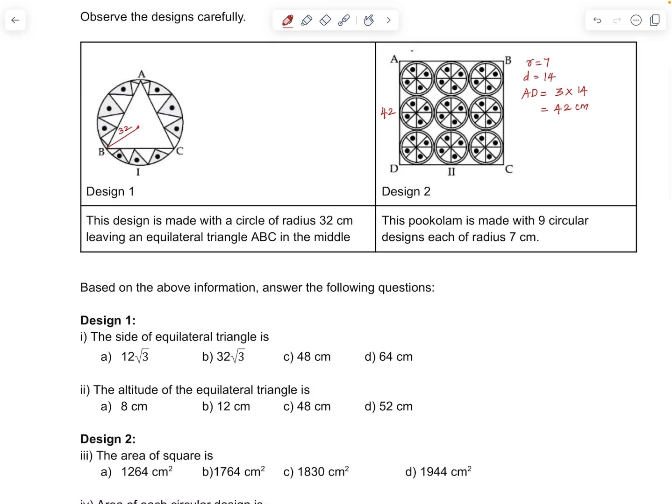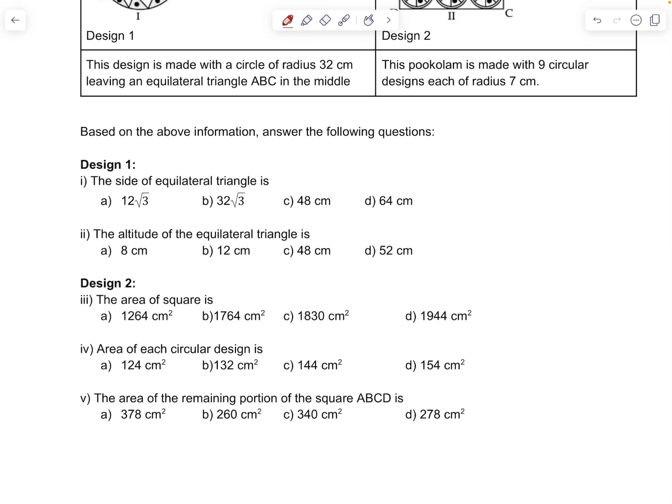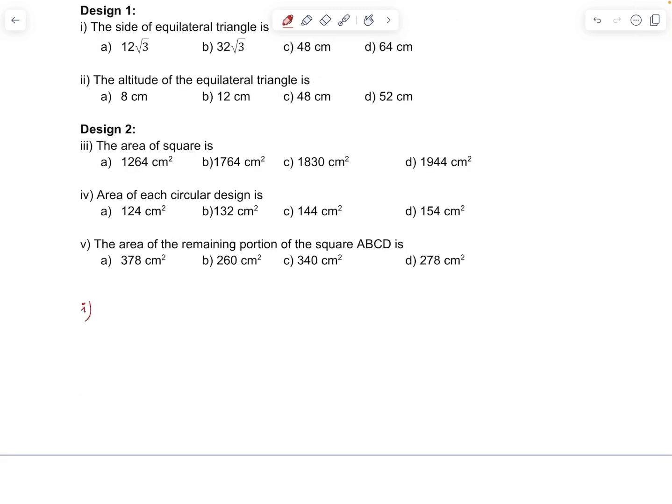Based on the above information, answer the following questions. The questions have been segregated based on two designs. So for design 1, the first question, the side of equilateral triangle is. Let's draw a rough sketch of the triangle ABC. OA, OB and OC are the radii of the circle, which is 32. BC is a chord.